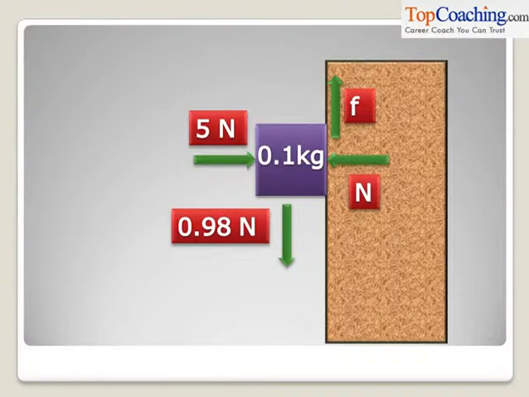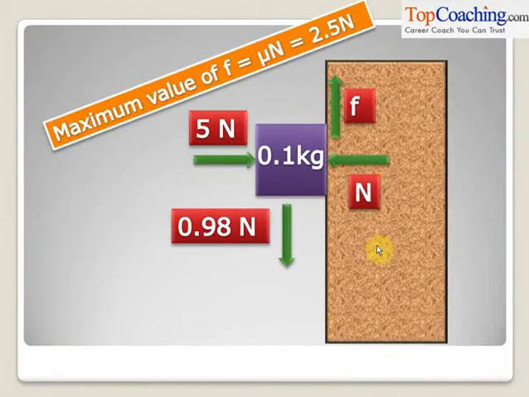Balancing these forces, we get F is 0.98 Newton and normal reaction is 5 Newton. Now the important fact here is: is this value of friction less than mu N or greater than mu N? After all, if this value of friction is greater than mu N, in that case, the block cannot even be held at rest against the wall.